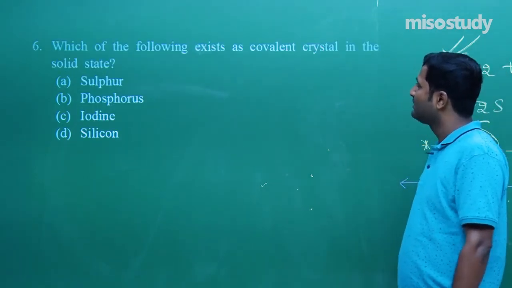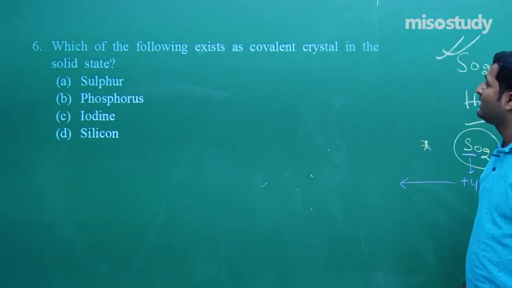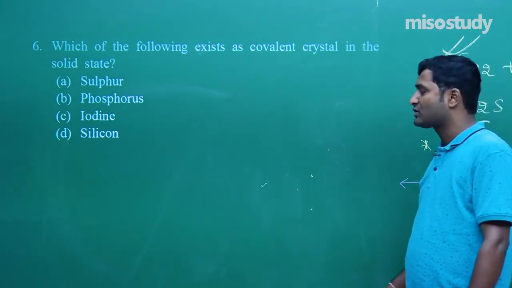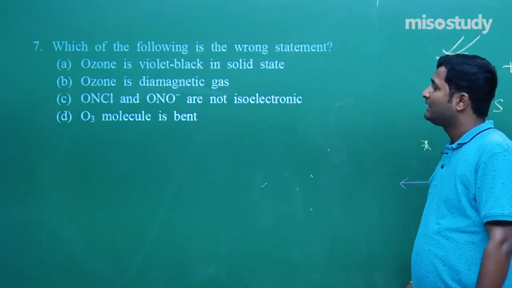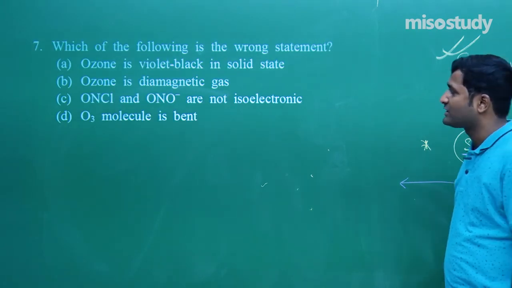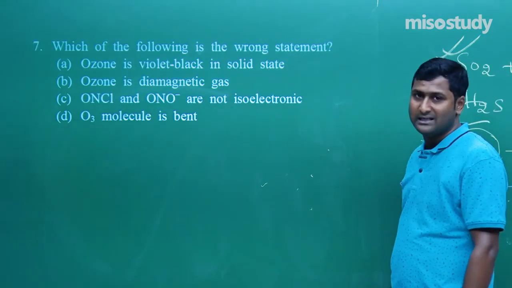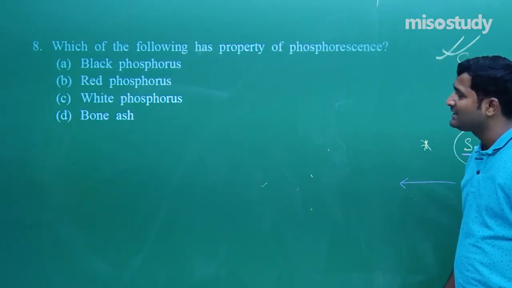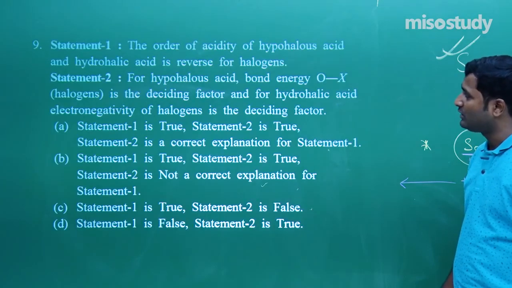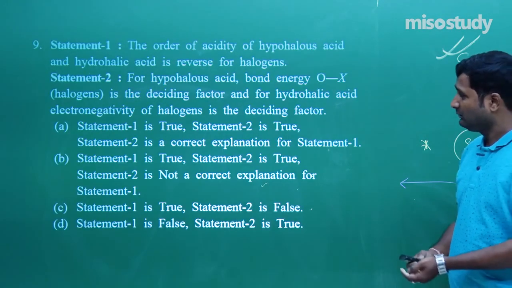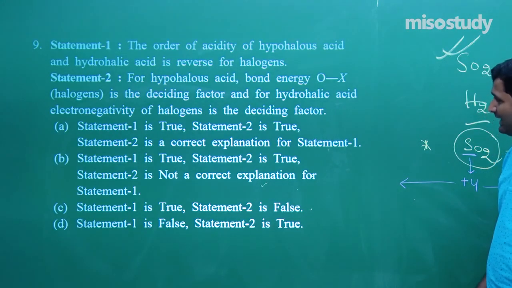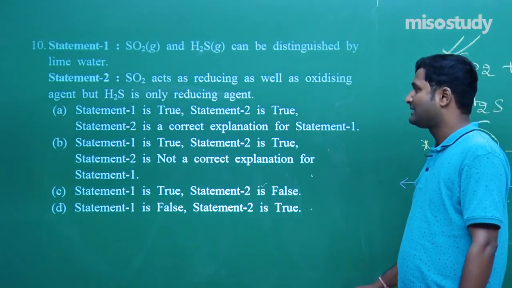For question number 6, which of the following exists as a covalent crystal in the solid state? That is sulfur, phosphorus, iodine and silicon. Clear? Which of the following is the wrong statement? That is C is the wrong statement. For question number 7, C is the correct option. For question number 8, as I told you, white phosphorus, C is the correct option. Check it out. If you have any mistake, you can easily approach me. For question number 9, as I told you, C is the correct option. For question number 10, B is the correct option.